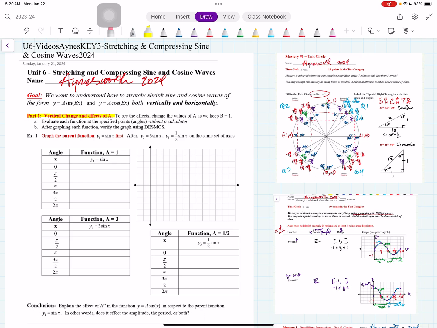Hey, good morning, everybody. This is Mr. Aynesworth. I want to get into stretching and compressing sine and cosine waves.